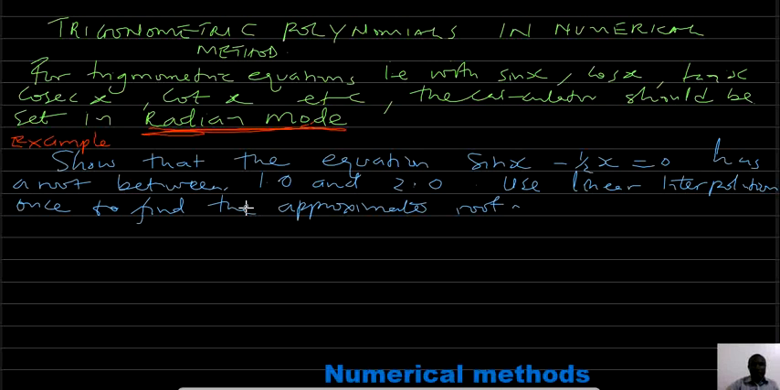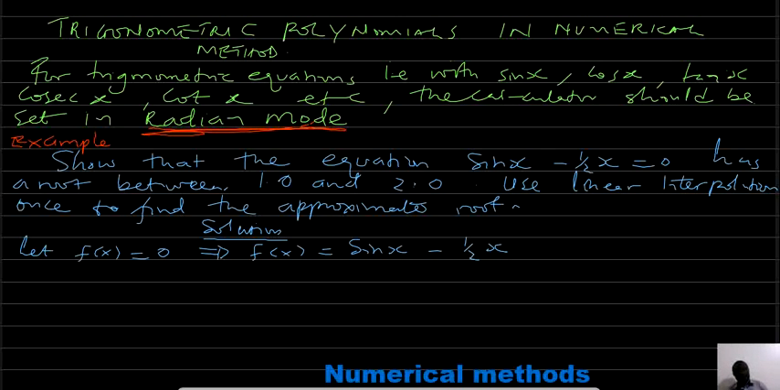So before we start, we get our calculator, put it in radian mode. Hope all of us know how to put our calculator in radian. So mine is put already in radian mode and I'm ready to feed in. So our solution is going to be here. First step, let f of x be equal to 0. If f of x is equal to 0, that implies that f of x is equal to sine x minus a half x. Now they need us to show that the root lies between 1.0 and 2.0.